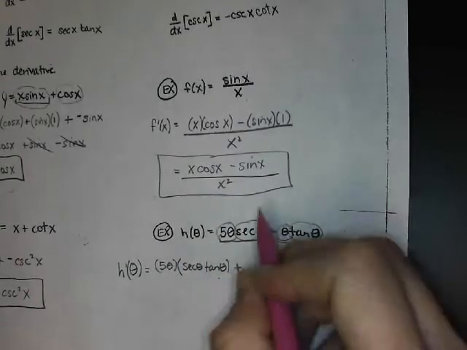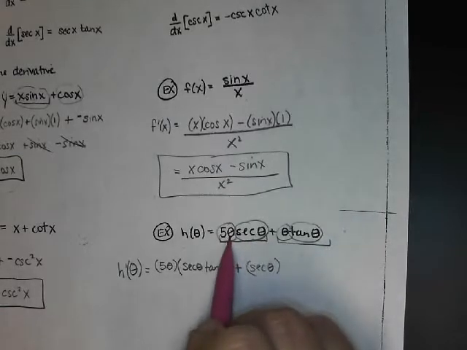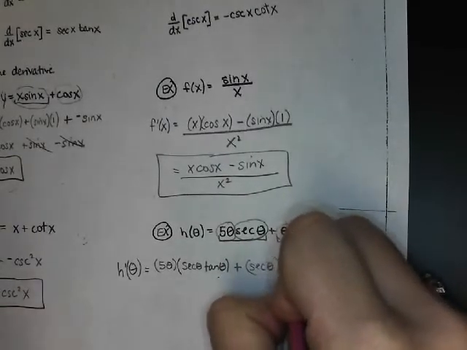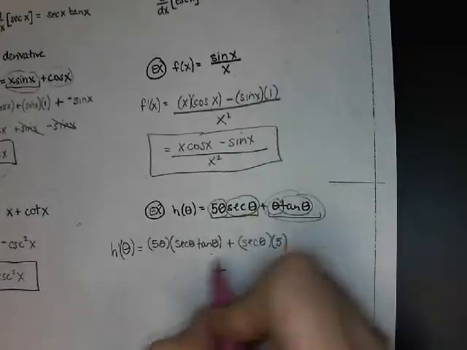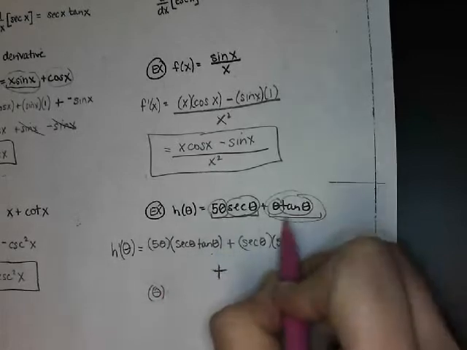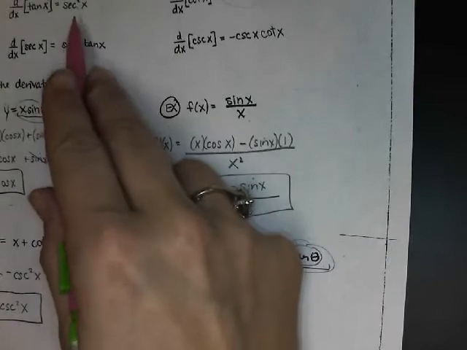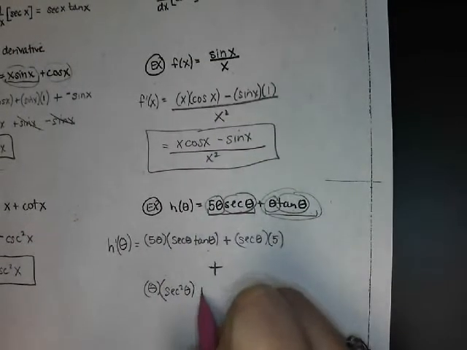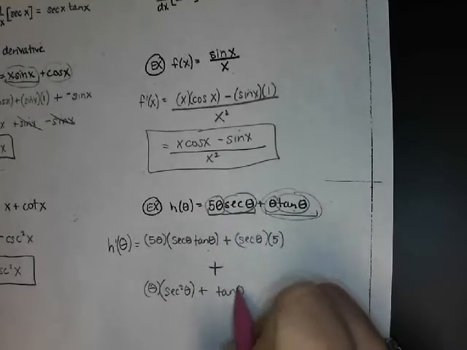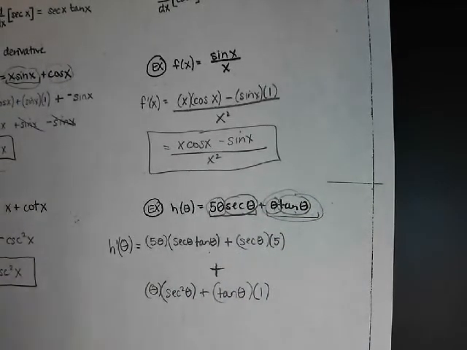First times the derivative of the second, plus the second, times the derivative of 5 theta is just 5, plus, I'm going to get into the product rule here. First times the derivative of tangent, which if you look up top is secant squared, plus the second times the derivative of just theta is just 1. Because theta is like an x here, so your variable.